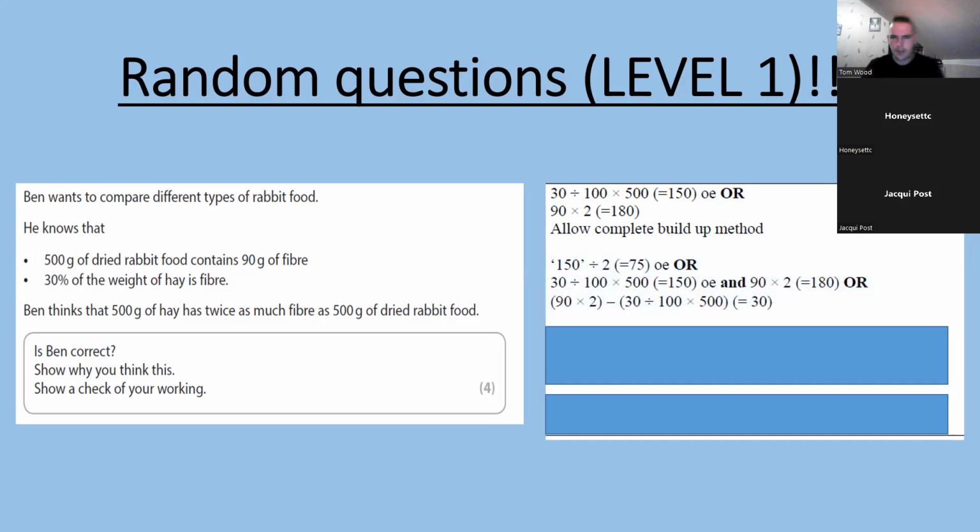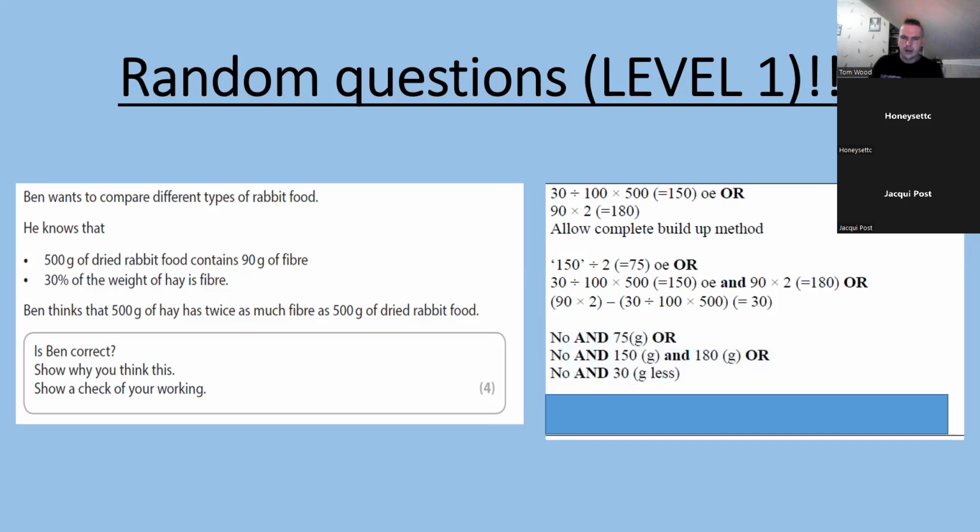So we can just continue to build on this, and then hopefully when we get to the end there, if you've got any of these answers here, then you should be absolutely fine. Just checking there. Yeah, so again, any of these that you've said, and it's good to show them what the different answers can look like. No, and it's this amount, or no, and this amount. There's lots of different answers for this, but essentially Ben thinks that 500 grams of hay has twice as much fiber as the dried rabbit food. We know that when we double our 90, it isn't the same. So that's essentially that last step.